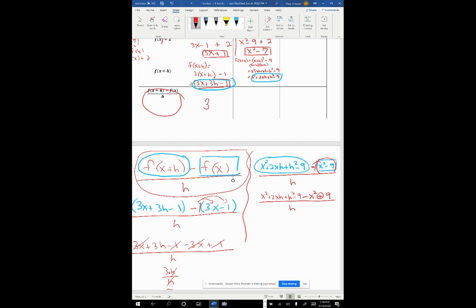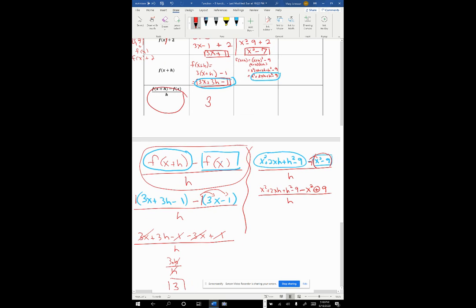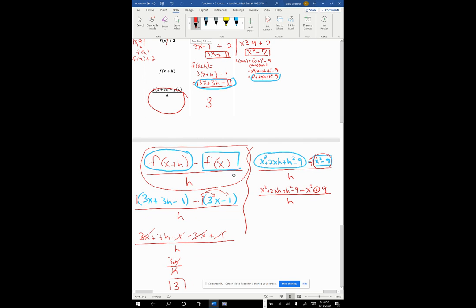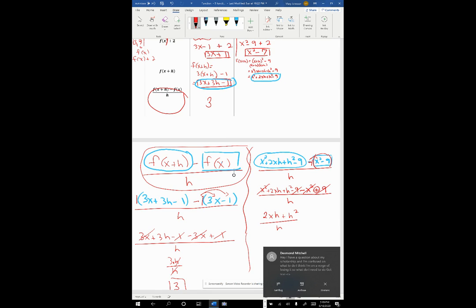All right, now if you've done these correctly, you should have a lot of stuff cancel like what you did over here when it was linear. All right, and look, the x squareds are gone, and the 9 and the negative 9 are gone. I always like to collect what I have at that point. Okay, so I have 2xh plus h squared divided by h.